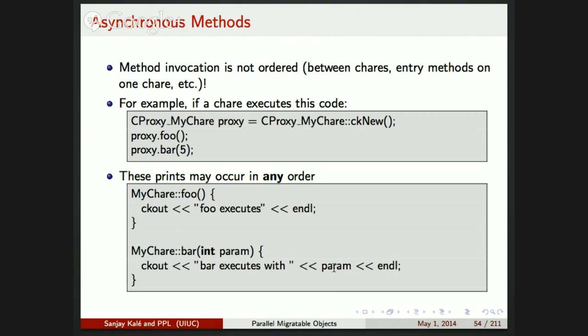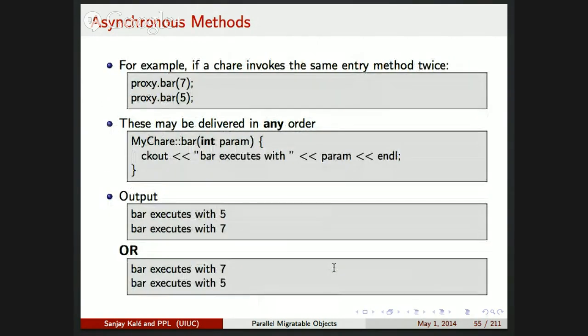And again, just to keep things general, the Charm++ runtime doesn't enforce any ordering on message arrival or message sending. However, we give you constructs for doing that on a per-chare level. So for the chares that do need specific causality and control flow constructs, you can do that on the per-chare level. Again, this also goes for invoking the same message twice. So if we call bar with 7 and then 5, we might see them print out in either order.